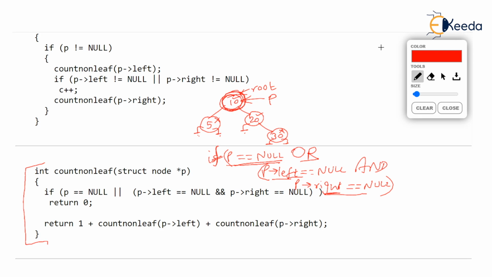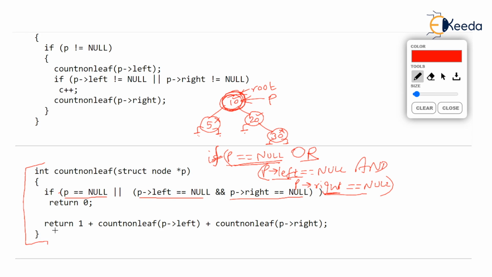So check this count non-leaf. First we check the base case. Base case is, are we talking about an invalid node? Is P null? Then forget it, return 0. Or are we talking about a leaf node? Are we at such a node where P arrow left and P arrow right are both null? Then also return 0. So we are not interested in invalid nodes and we are not interested in leaf nodes. But what if this if is totally false? Then the next line will run, isn't it?